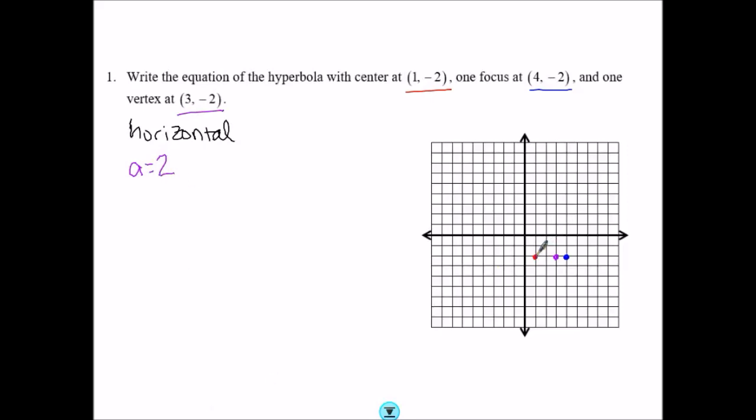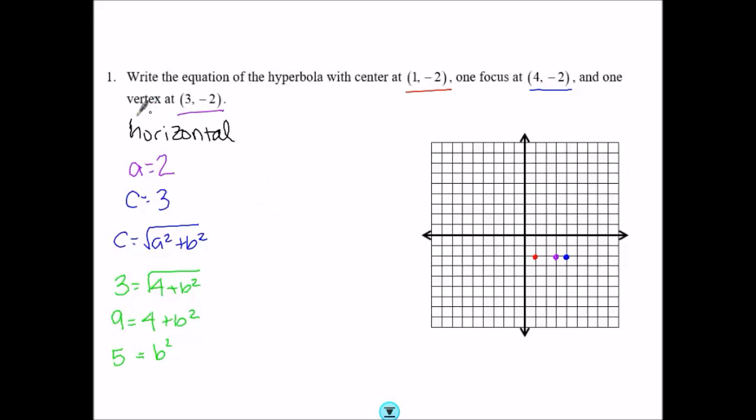And the distance from the center to the focus is c, but we can use that to figure out b. So we know that c is 3. We also know that c is the square root of a squared plus b squared. So if we plug in our values of c and a, we can solve for b squared and get that b squared is 5. We could continue to solve for b, but we don't have to because in the formula we have b squared.